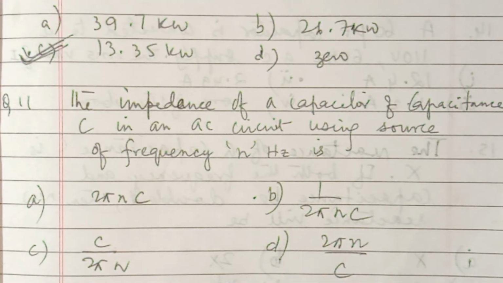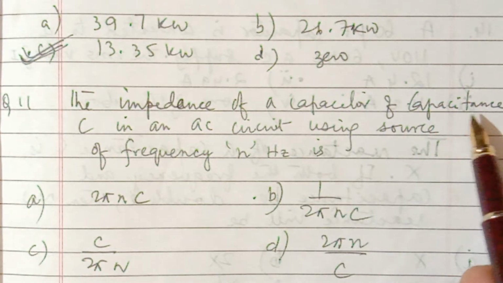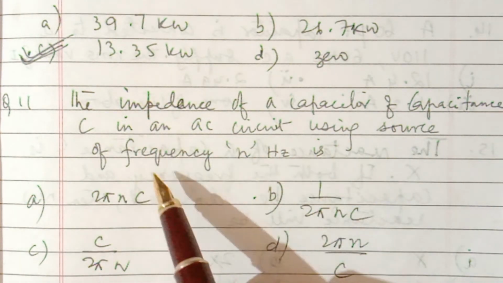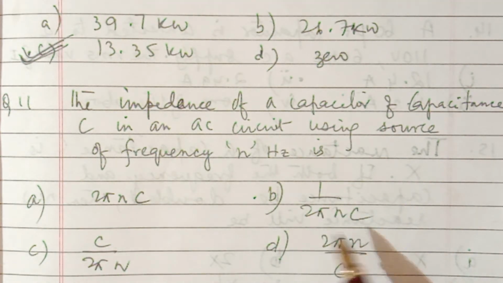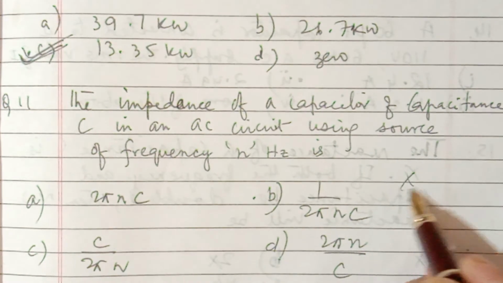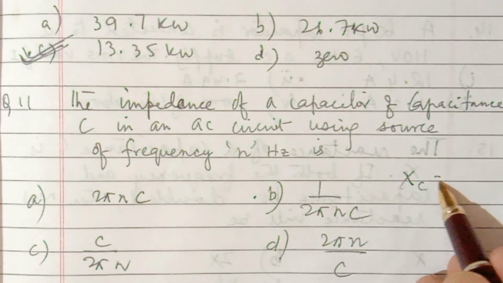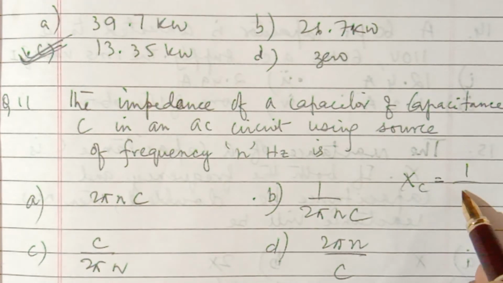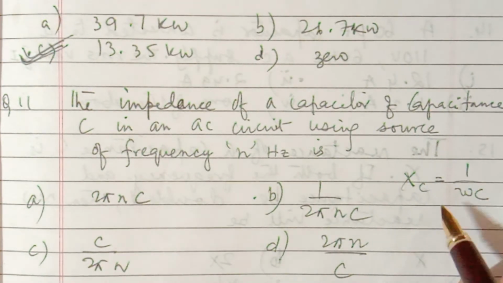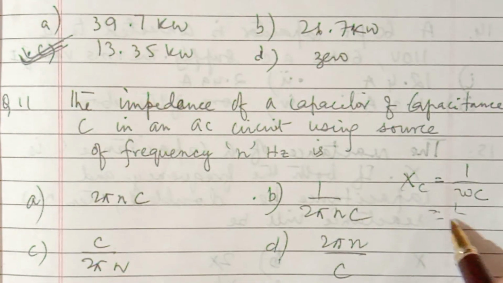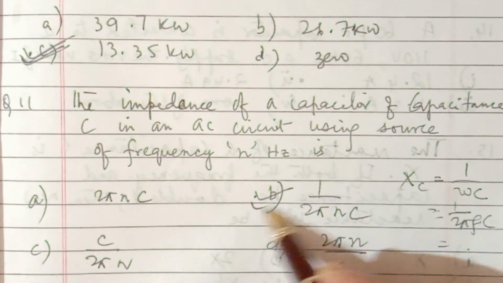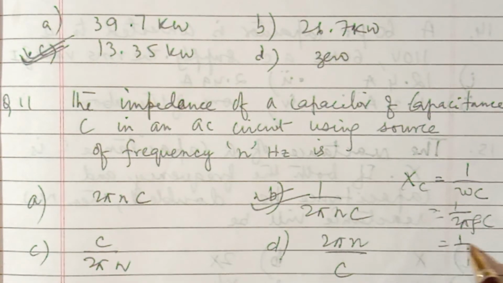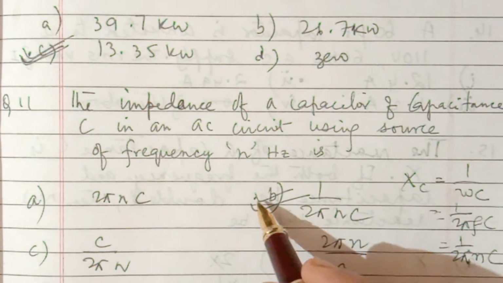The next question is, the impedance of a capacitor of capacitance C in an AC circuit using a source of frequency n hertz is: 2 pi nC, 1 by 2 pi nC, C by 2 pi n, or 2 pi n by C. So here we have XC equals 1 by omega C, so 1 by 2 pi f C. Then this option will be 1 by 2 pi nC, because the frequency is given as n. So this option is correct.